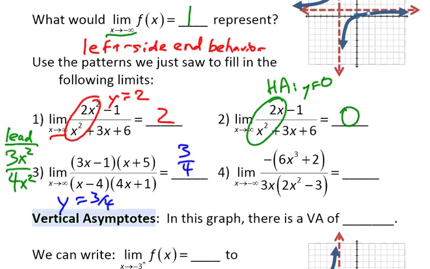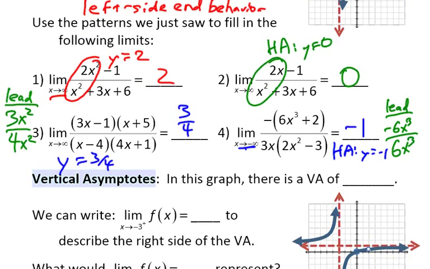The final one, we simply need to look at the lead terms again. In this case, we have negative 6x cubed over 6x cubed as the lead terms. Negative 6 over 6 is negative 1. So that's a horizontal asymptote and limit. Left side limit, if you note.